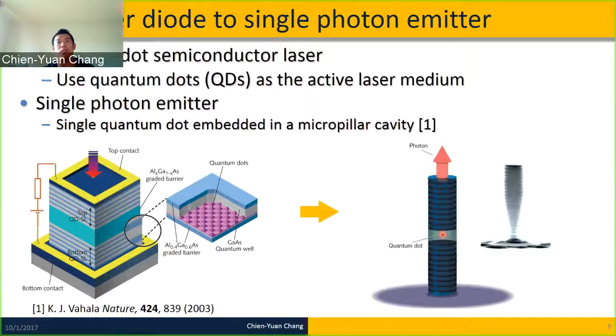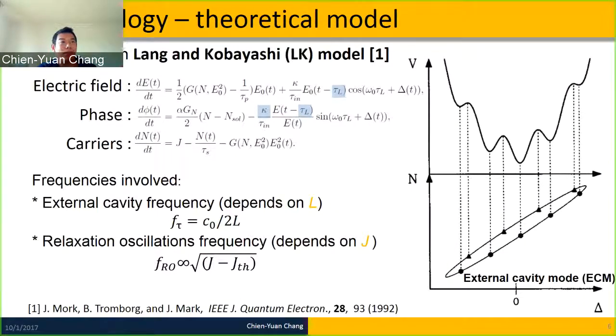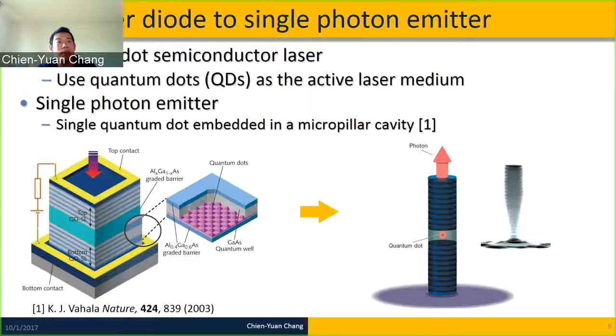So as we discussed in the previous slides, we now have very well-studied models for a semiconductor laser. But as most of you must know, a laser is just a bunch of photons. Even though we can describe the model very well in terms of electric field and carrier numbers, when we are generating a single photon at a time, we might see different behaviors. So changing from semiconductor lasers to single photon emitters, that's the second part of my research.